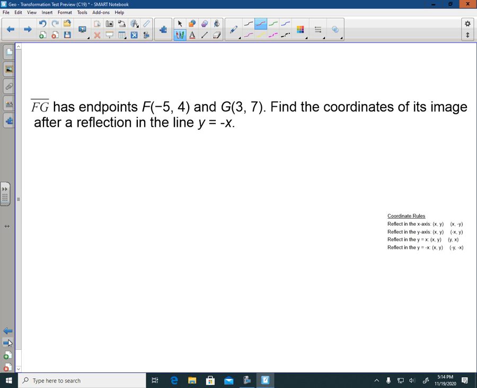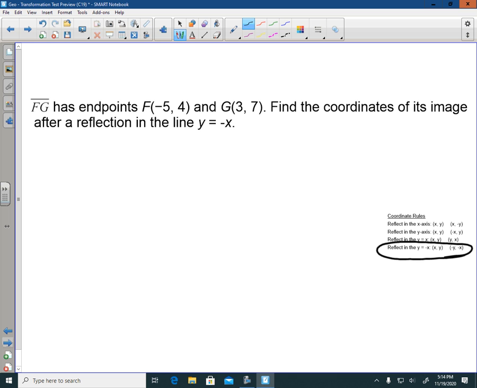From there, we also talked about using other rules. This is finding the coordinates of an image over y equals negative x, and you don't even need a graph for this because you've got the rules. Y equals negative x is this one right here, the last one, and what it tells us is that you not only take those values and flip them, but you also turn them to their opposite.